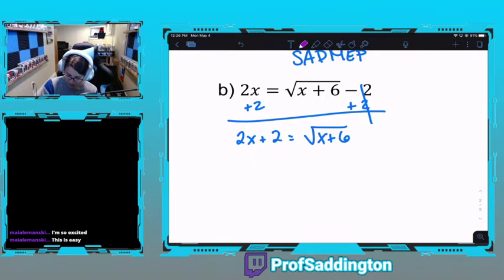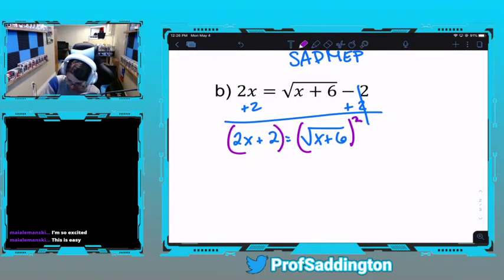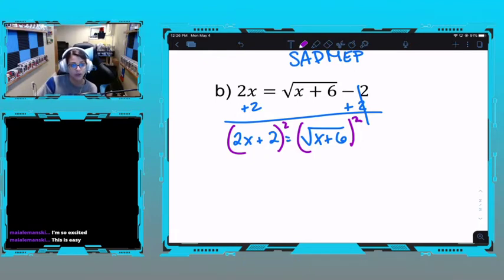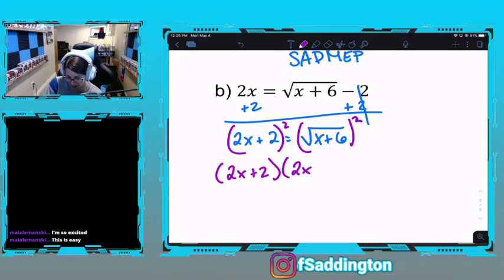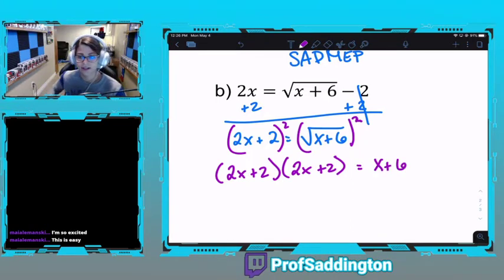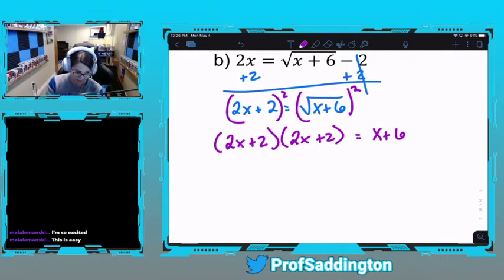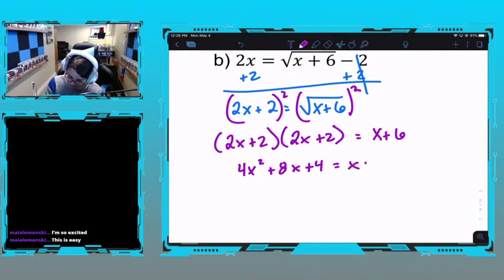Oh, didn't draw. Cool. So I'm going to square each side. That's a sad little 2. So remember, when I square a binomial or any polynomial, that means there's 2 of them now. So I have 2x plus 2 times 2x plus 2 equals x plus 6. So now, when I double distribute that out, when the dust settles, I'm going to get 4x squared plus 8x plus 4 equals x plus 6.